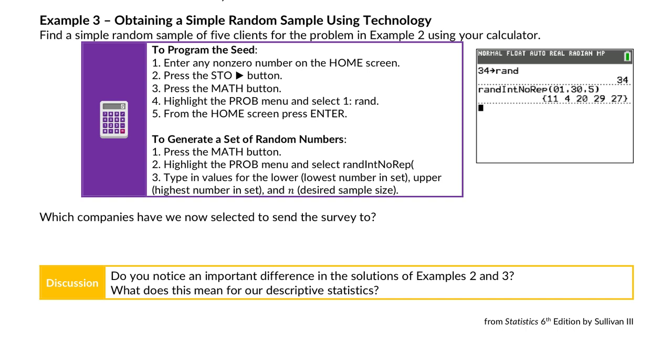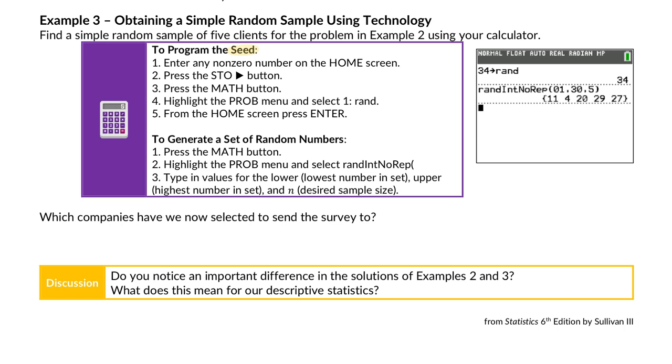So to obtain a simple random sample of 5 clients for the problem in example 2 using our calculator, here's what we do. The first thing you do every single time is called programming the seed. Basically, your calculator has a bunch of lists of random numbers, and you are picking which of those lists to use in general. So every time you do one of these things, you're going to pick a new seed.